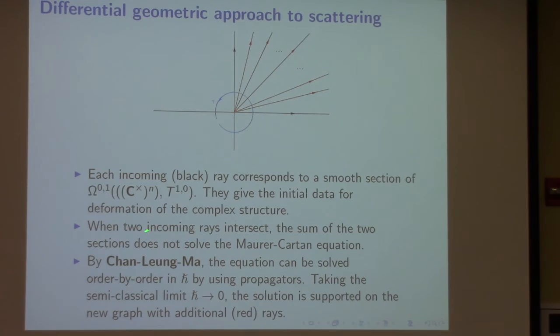And when two incoming rays intersect, the sum of the two sections does not solve the Maurer-Cartan equation exactly. So by the method of Chan, Leung and Ma, the equation can be solved order by order in the ħ deformation series by using propagators. Taking the classical limit ħ equals 0, the solution is supported on the new graph with the addition of red rays. So this is a very interesting work by Chan, Leung and Ma.